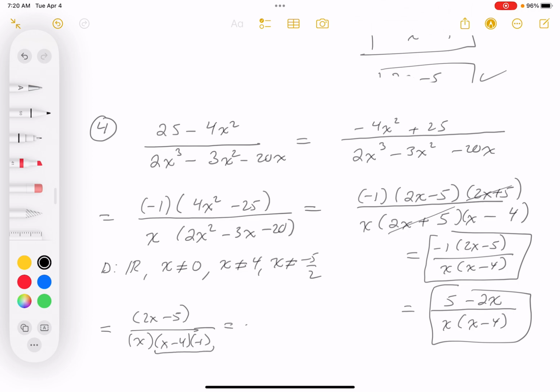I'll write this down for you. What are you going to get? 2x minus 5 on top, and on bottom, if I do minus 1 times x minus 4, I would get 4 minus x. So it's another possible answer.